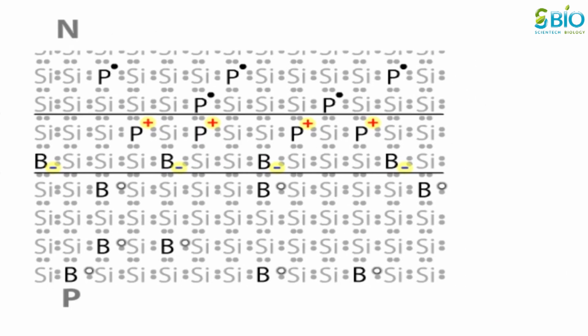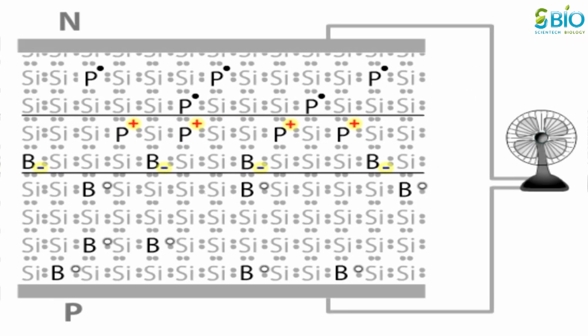Now consider that our solar cell is in a circuit with a device such as a fan. When photons of light strike the crystal, the energy may be enough to knock a loosely held electron off the atom. As a result, negatively charged free electrons leave behind positively charged holes in the crystal. The free electrons will attempt to fill available holes. This may occur in a few different ways.